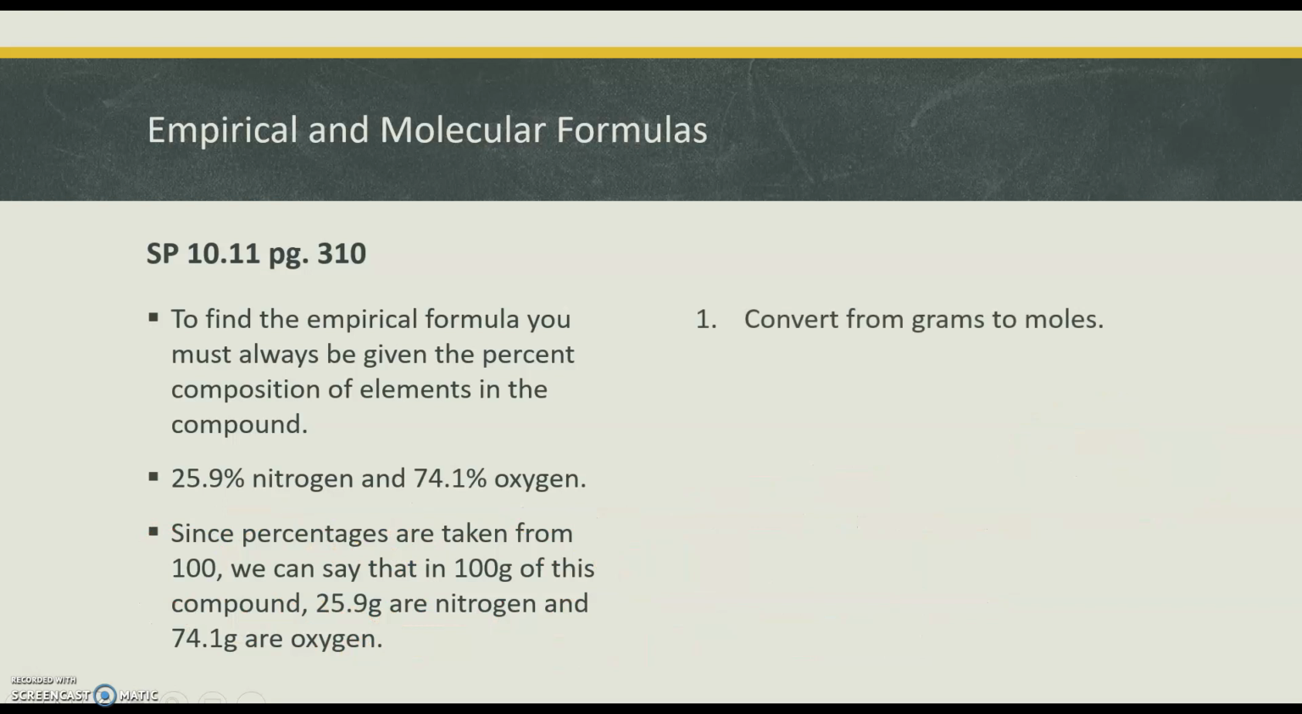Our first step was to convert from grams to moles. We know that since percentages are taken from 100, we can say that in 100 grams of this compound, we had this much grams of nitrogen and this much grams of oxygen. This is how we got grams. Then we converted from those grams into moles by using our molar mass. Then we divided by the smallest amount of moles. So this was the number that was the decimal we calculated.